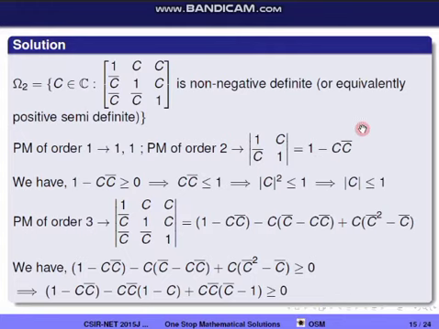This is the principal minor of order 2, and this should be greater than or equal to 0 because this is positive definite. So this implies C conjugate is less than or equal to 1, and we know C conjugate is mod C square. This implies mod C square is less than or equal to 1. So taking square root on both sides, we'll get mod C less than or equal to 1. Again, this matrix has a principal minor of order 3, which is the determinant of this matrix.